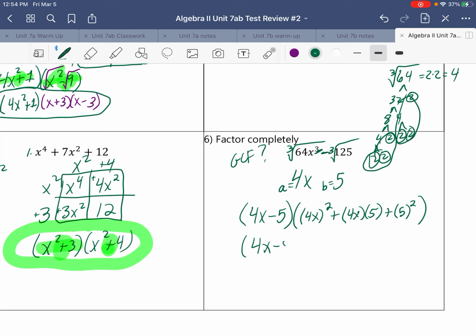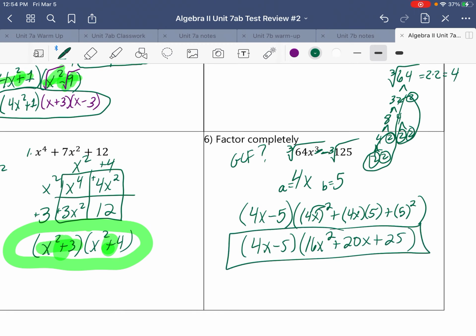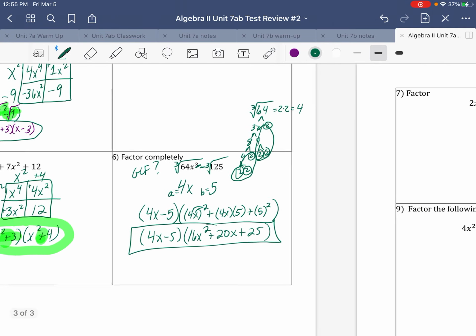Simplifying, we have 4x minus 5. That doesn't simplify. First term here of this trinomial, you can simplify 4x squared means 4x times 4x, or you can distribute out this exponent to 16x squared. 4x times 5 is 20x, and 5 squared is 25. If you're using a sum or difference of cubes, you're not going to have anything you can factor any further.